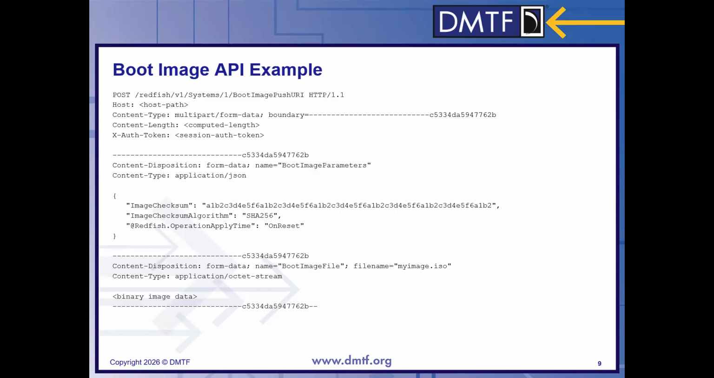This also has the optional parameters. In this case, the user wants to request the service to validate the checksum to make sure nothing was damaged in the transmission, specifying SHA-256 as the checksum algorithm here, shown in the middle.